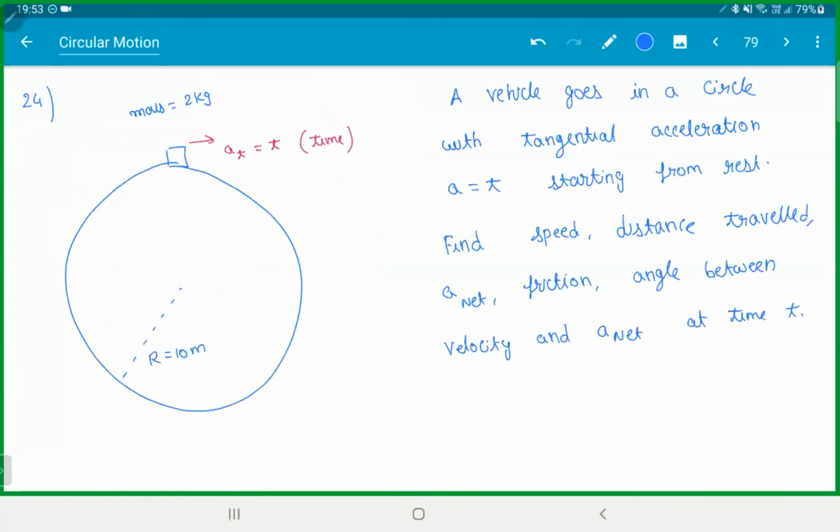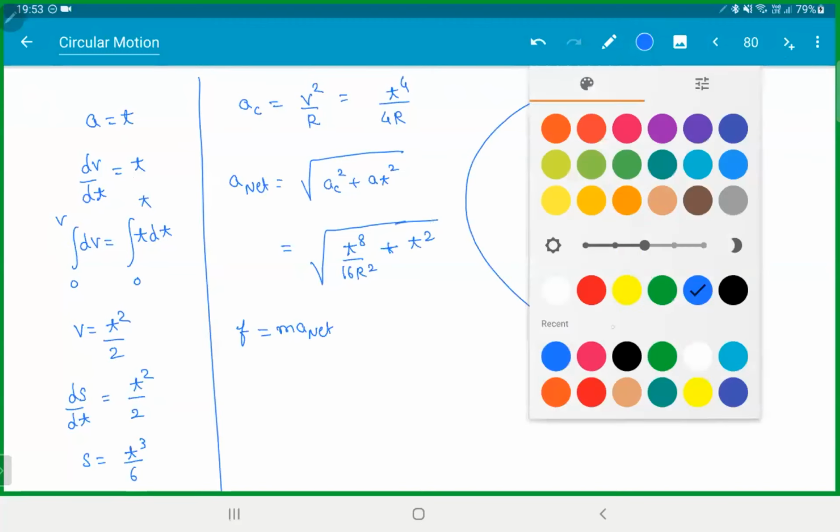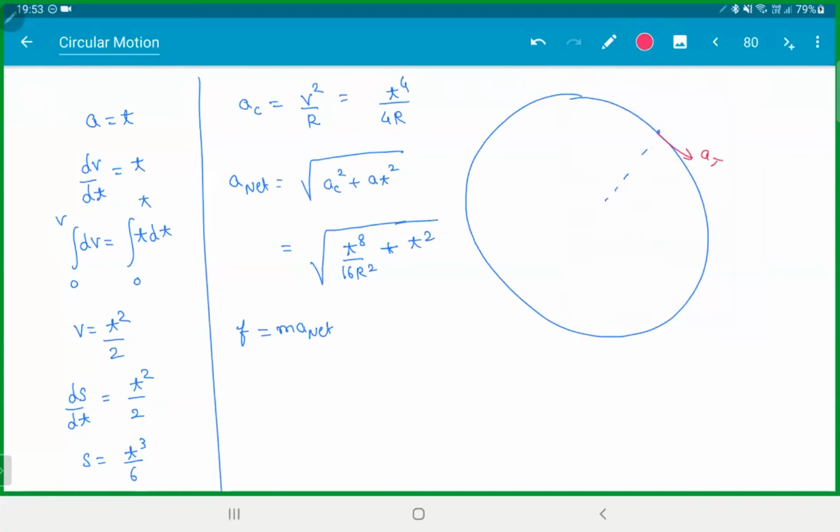And what else do we need? Angle, right? This will be a tangential. This will be a centripetal. This is angle theta. And tan theta will be a centripetal by a tangential. A centripetal is t power 4 by 4r by t. t cube by 4r. That's your angle. Check.